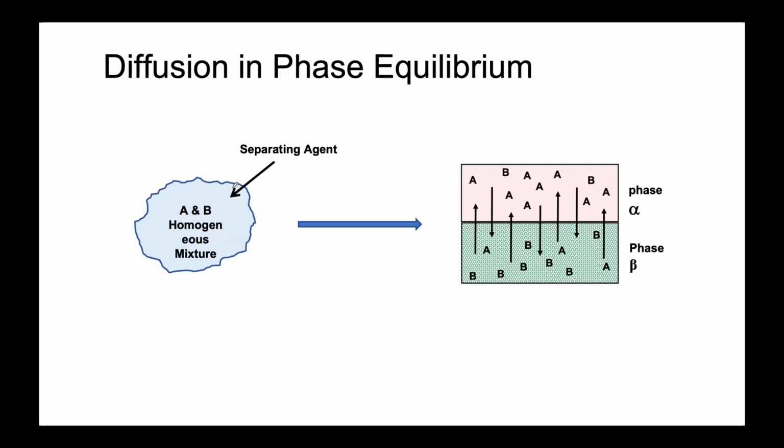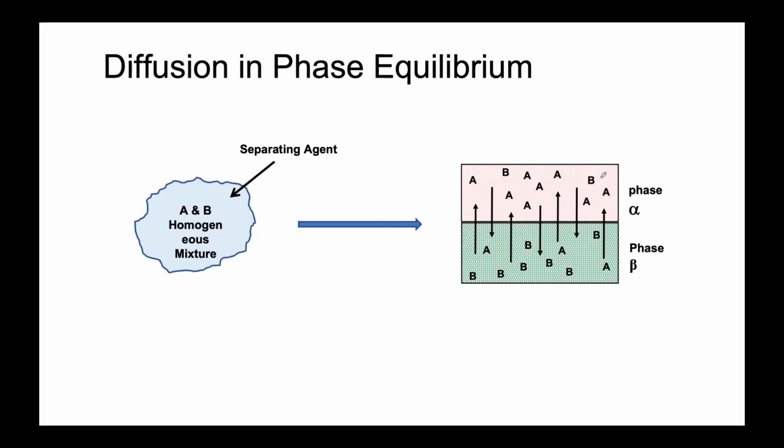So it's basically in the module VLE, the vapor-liquid equilibrium experiment, kesetimbangan uap cair. So we have a mixture of ethanol and water, and then we put in a separating agent. The separating agent for distillation is energy: we add heat, kita panaskan. So we add the separating agent so this homogeneous mixture can be made into two phases, phase alpha and phase beta.